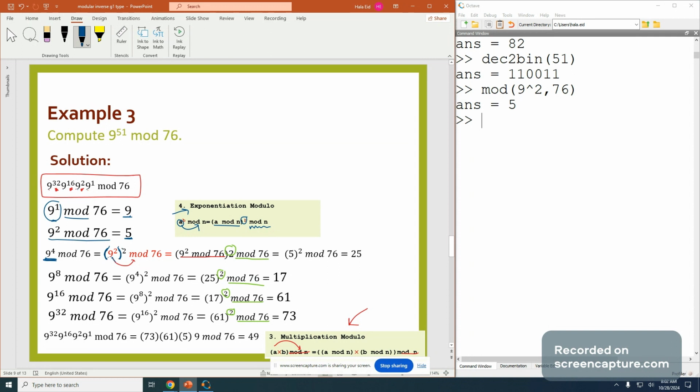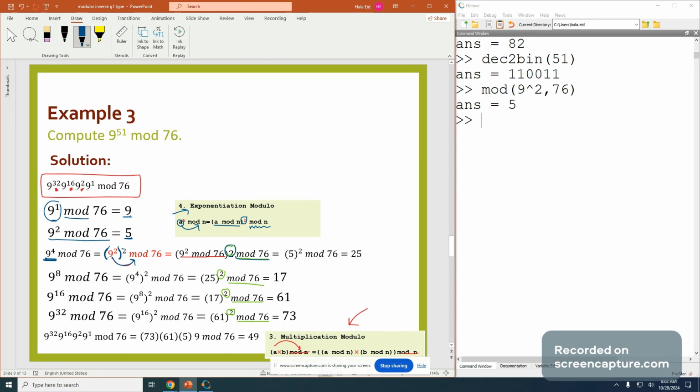I'll just take the thing which is inside the mod, and then at the end take all of this and square it. So I took all of this and squared it. And then don't forget about the mod 76.